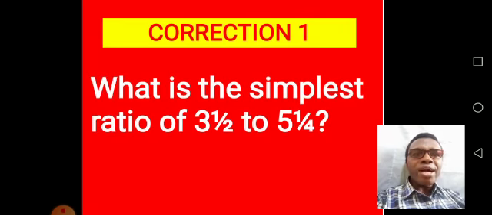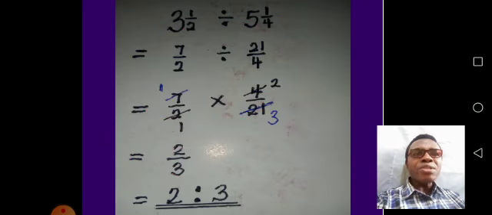Correction 1. What is the simplest ratio of 3.5 to 5 1/4? It means 3.5 divided by 5 1/4, and then we get the solution. So 3.5 divided by 5 1/4 equals 7/2 divided by 21/4. That's converting to improper fractions. And so we have 7/2 times 4/21, taking the reciprocal of divided by 21/4 to become times 4/21.